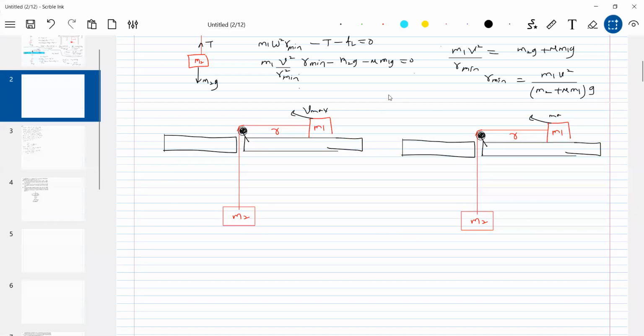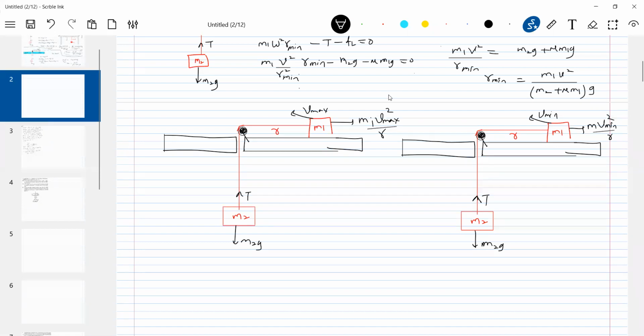Analyze now clearly. So this is the minimum speed. First, as usual, the tension T will balance M2G. In both the cases, how will the pseudo force act? The centrifugal force will act away from the axis.